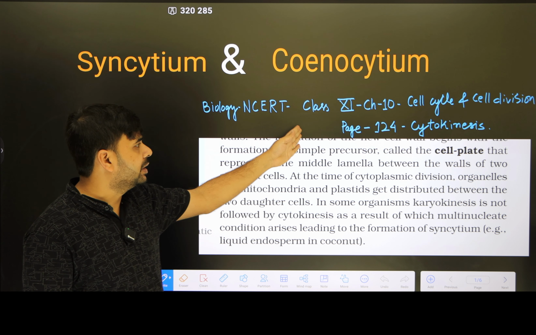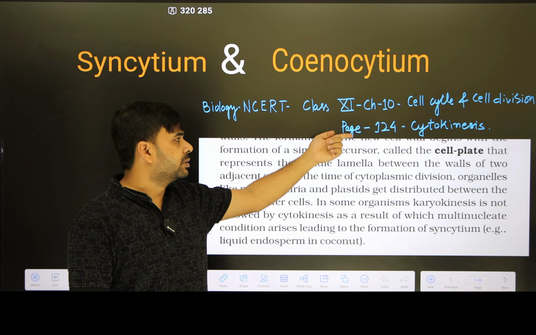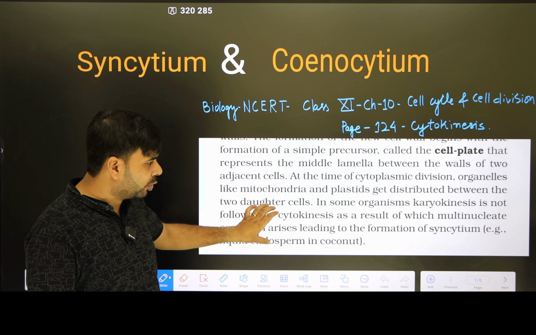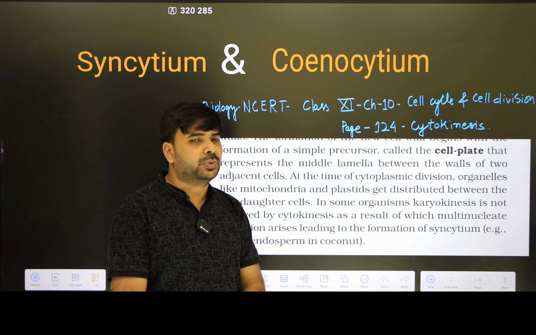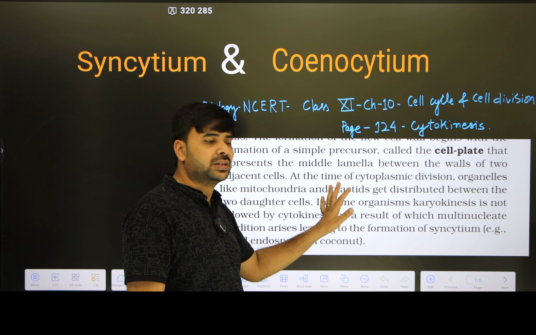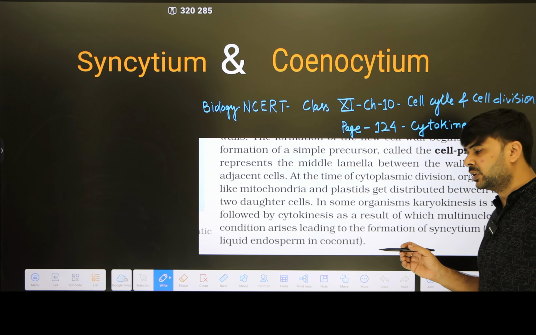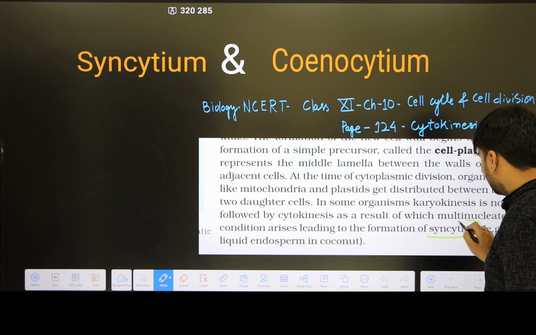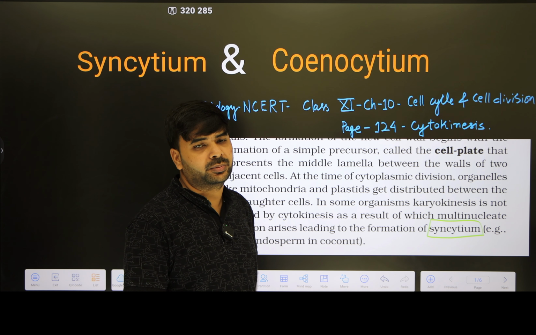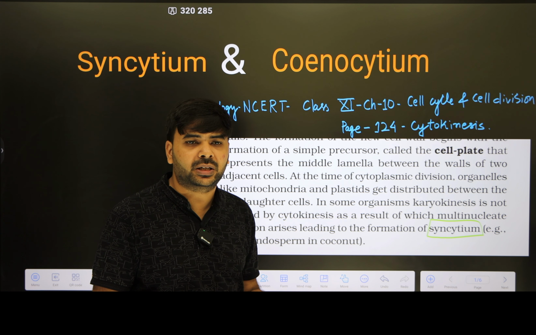In NCERT Biology Class 11, Chapter 10, Cell Cycle and Cell Division, page number 124, you can refer to the cytokinesis topic. Under that, in the lower lines, the liquid endosperm of coconut is explained. The complete concept is explained correctly, but the word written in the example, syncytium, is not correct. Here it is not syncytium, it is coenocytium. So let's discuss the difference between syncytium and coenocytium.